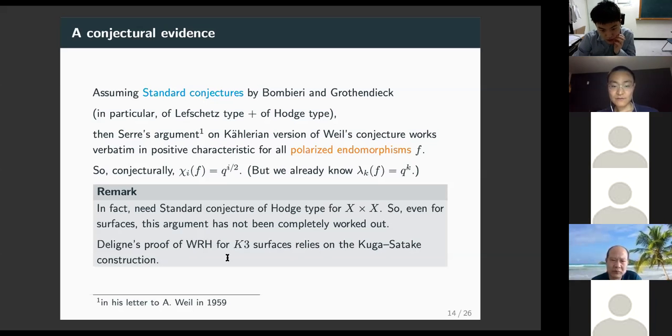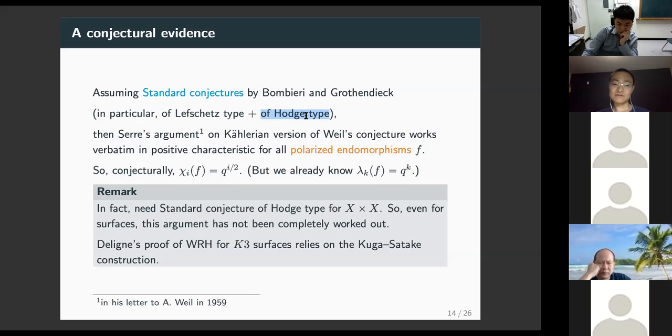Sorry for the interruption. You said the standard conjecture of Hodge type. Do you mean the well-known Hodge conjecture for X? No, they are different. The well-known Hodge conjecture is for compact Kähler manifolds. This standard conjecture of Hodge type is something like index type, the Hodge index theorem.